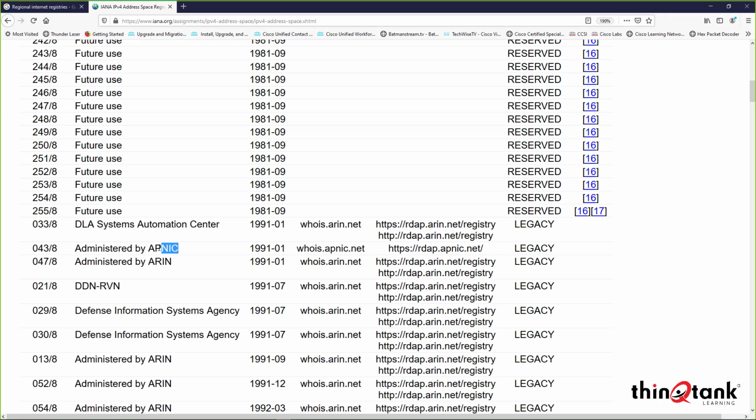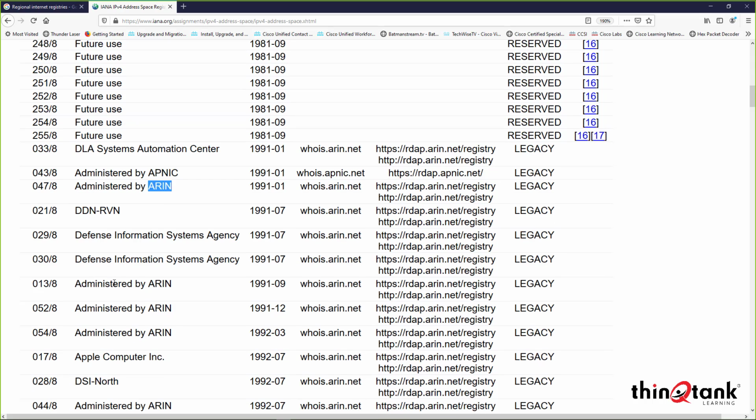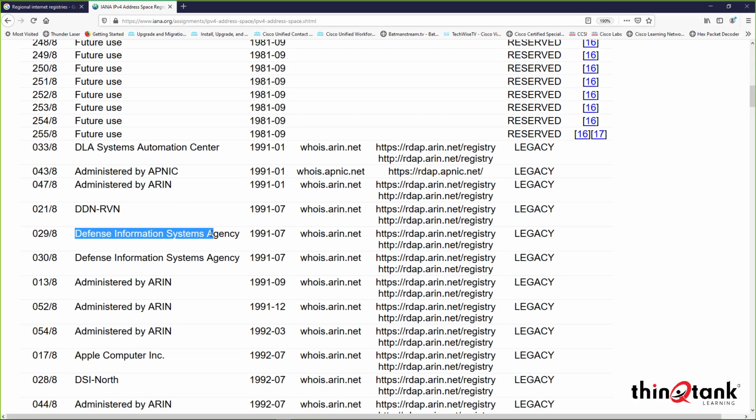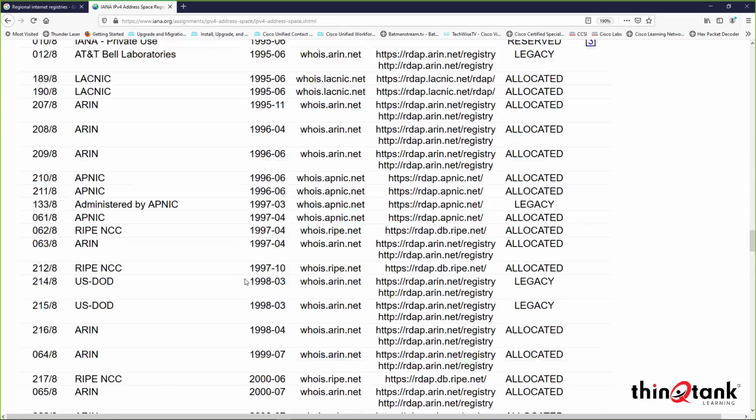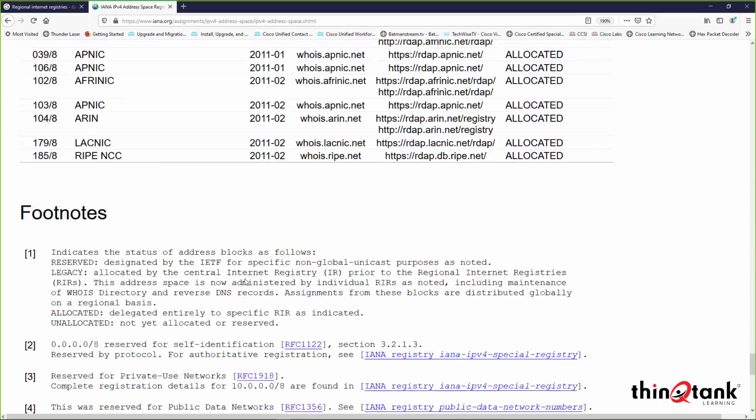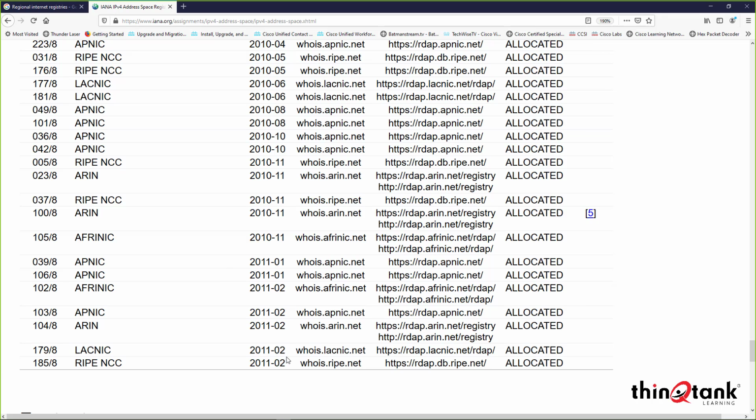This was for Asia Pacific, for ARIN, DISA, Defense Information Systems Agency, ARIN, Apple Computer, ARIN, and so on. So these are the prefixes that were allocated based on these dates, right? And if I go all the way to the end, guess when the very last public address space was allocated? 2011. So that's it, no more. As of 2011, there are no more prefixes. This one was allocated to RIPE, which is Europe, Latin America, ARIN, Asia Pacific, and so on.